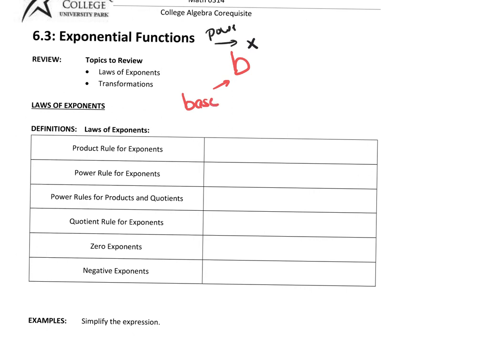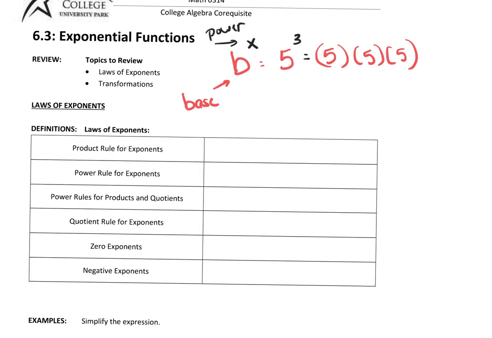And the power tells you how many times to write the base. So for instance, if I wrote 5 to the third, this is essentially 5 times 5 times 5. And so an exponent is a shorthand way to write repeated multiplication. And so we can create rules based off of this.